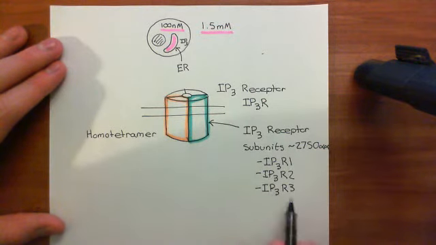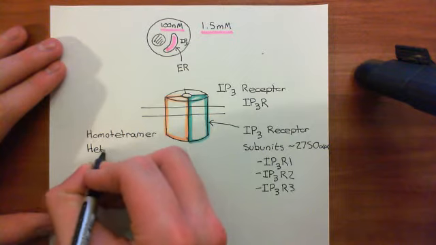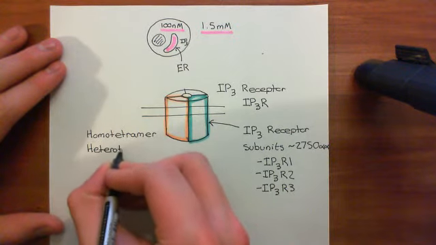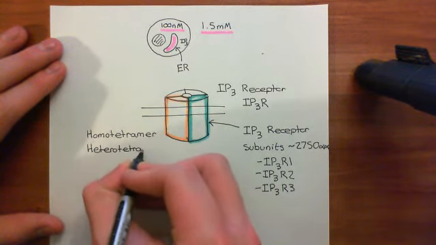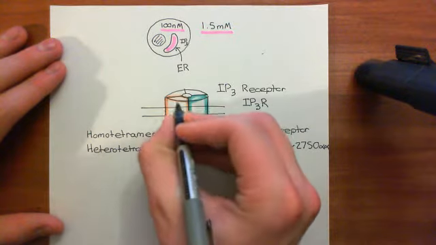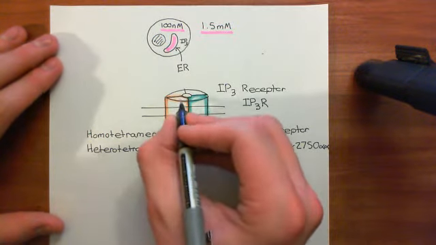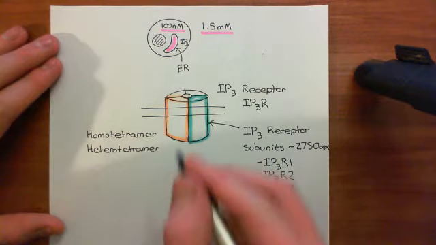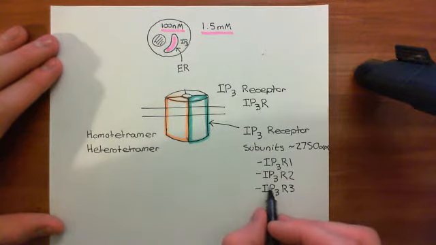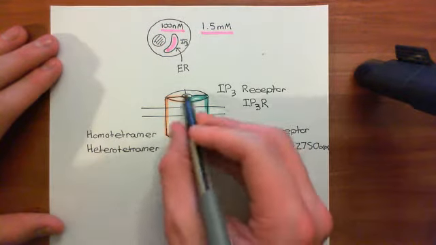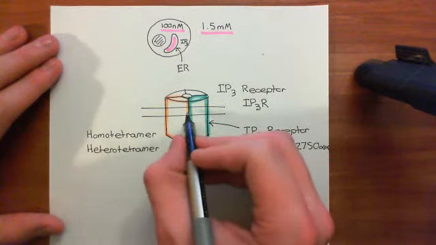But we also know that you have heterotetramers, which means that the 4 subunits that you use to make the IP3 receptor are not all the same. Hetero means different. So you have different types of IP3 receptor subunit in your IP3 receptor.